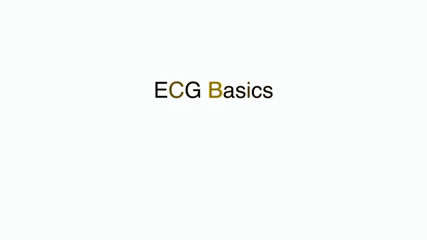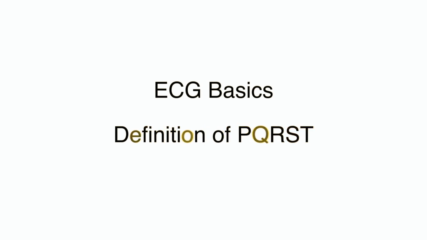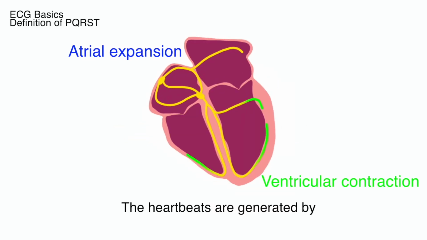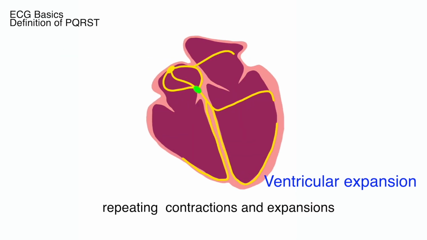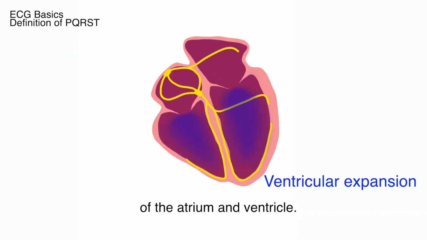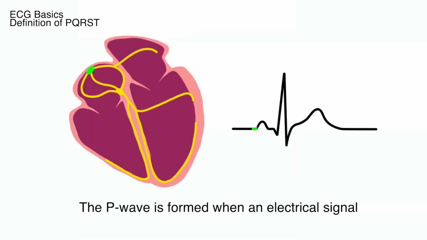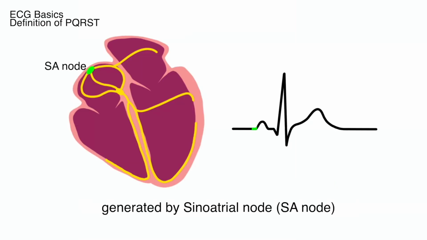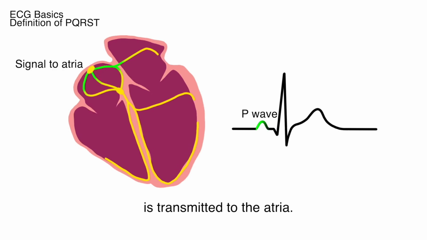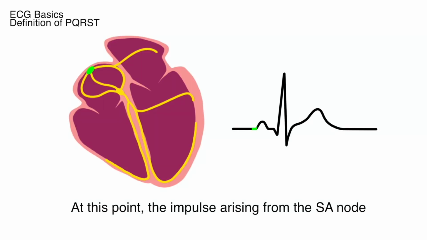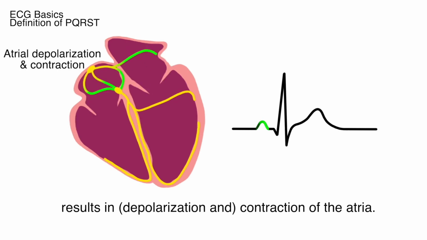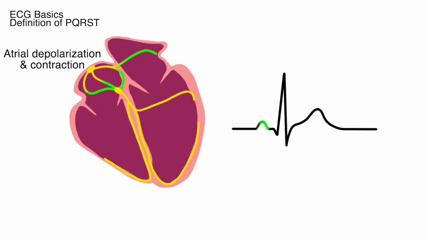Now that we have a general idea about the impulse conduction system, let's define some terms: P wave, QRS wave, and the T wave. The heartbeats are generated by repeating contractions and expansions of the atrium and ventricle. The P wave is formed when an electrical signal generated by the sinoatrial node, SA node, is transmitted to the atria. At this point, the impulse arising from the SA node results in depolarization and contractions of the atria.